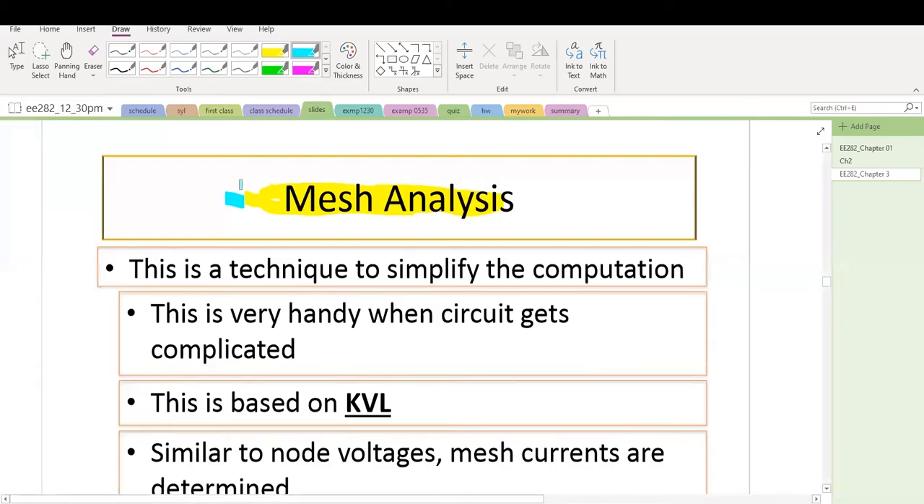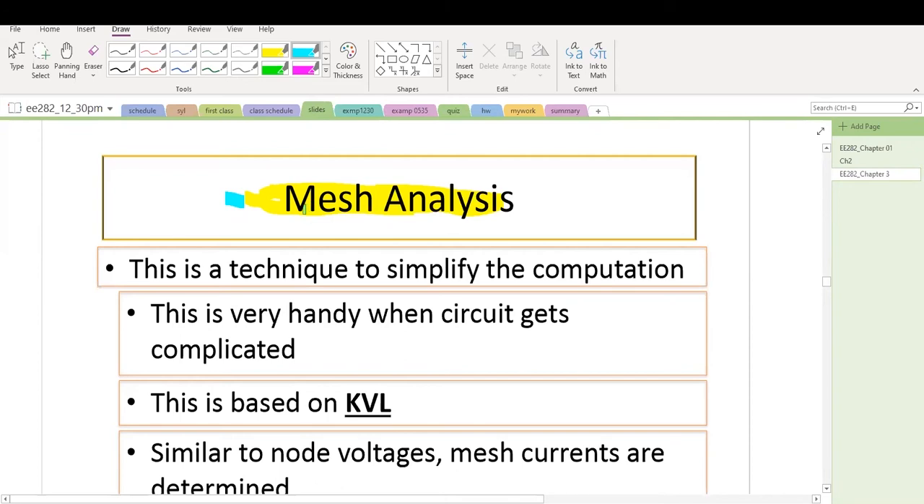Mesh analysis is a dual pair for nodal analysis. We know that for nodal analysis, we need to define the node, the reference node, and then we want to find the node voltage using KCL on the node. So in node analysis, we look at the voltage on the node and use KCL.